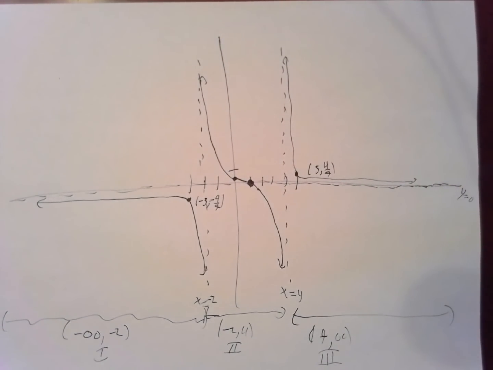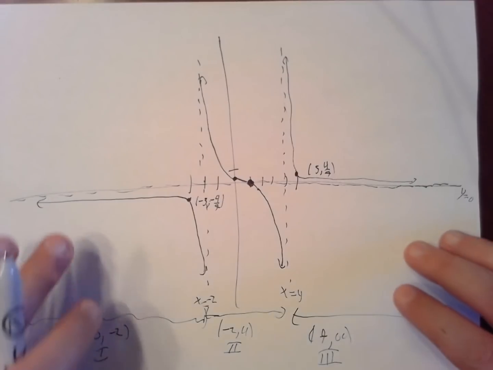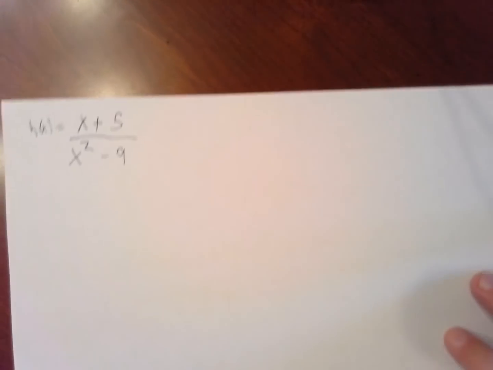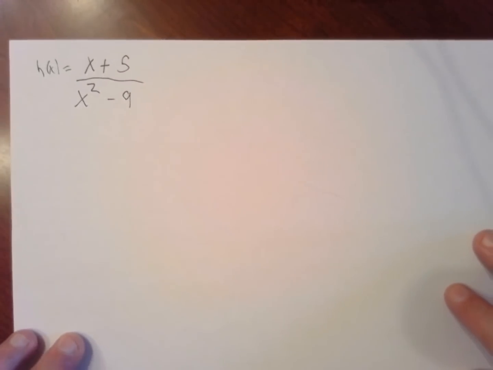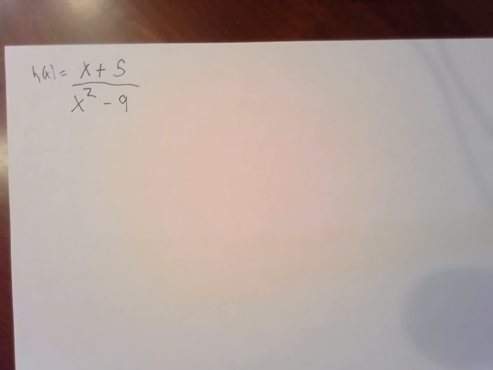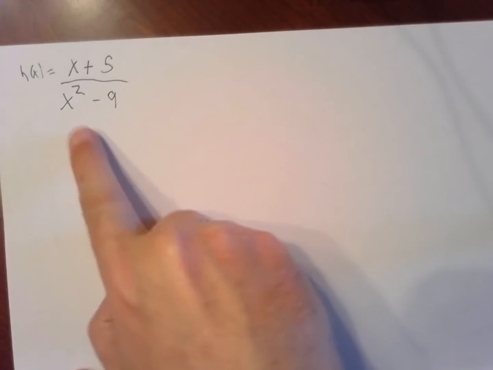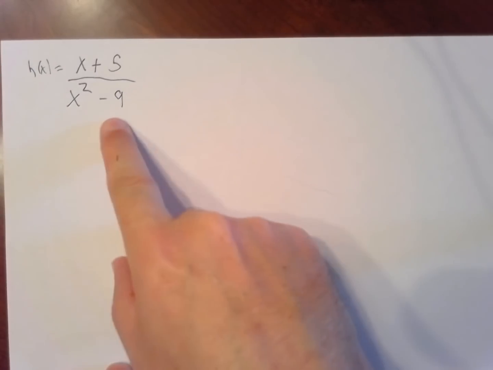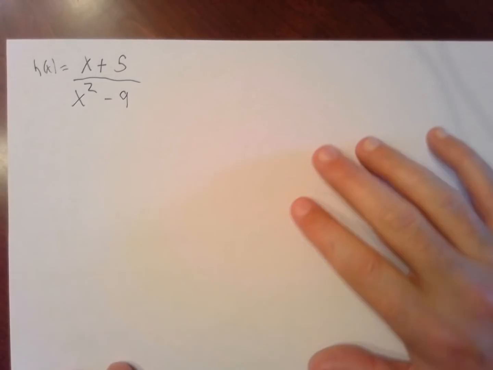It was kind of ugly. They can get a little bit worse, not too much. Okay, another example. This is going to be a long video. Okay, first thing we want to do is factor top and bottom, see if anything cancels. You can see immediately this is x minus 3, x plus 3, nothing will cancel.